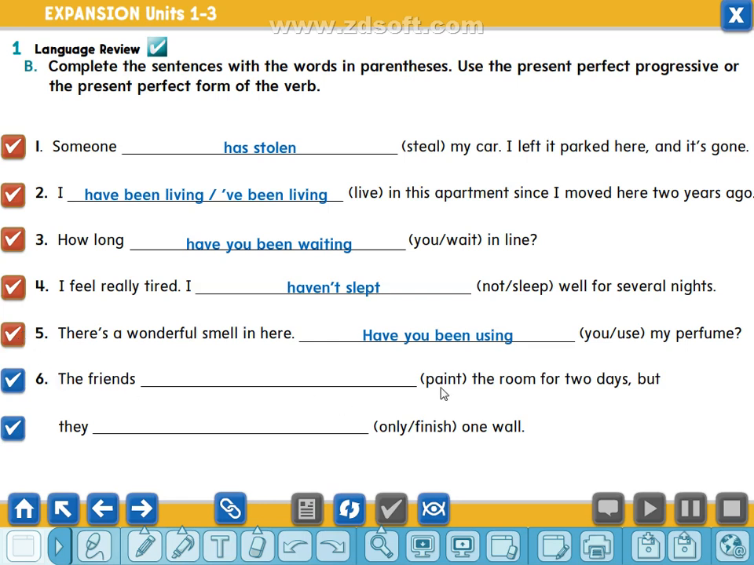Six: The friends blank paint the room for 2 days, but they blank only finished 1 wall. Here we use the first blank with the present perfect progressive because the action continued from the past to the present without stopping. The friends have been painting the room for 2 days, but they have only finished 1 wall.